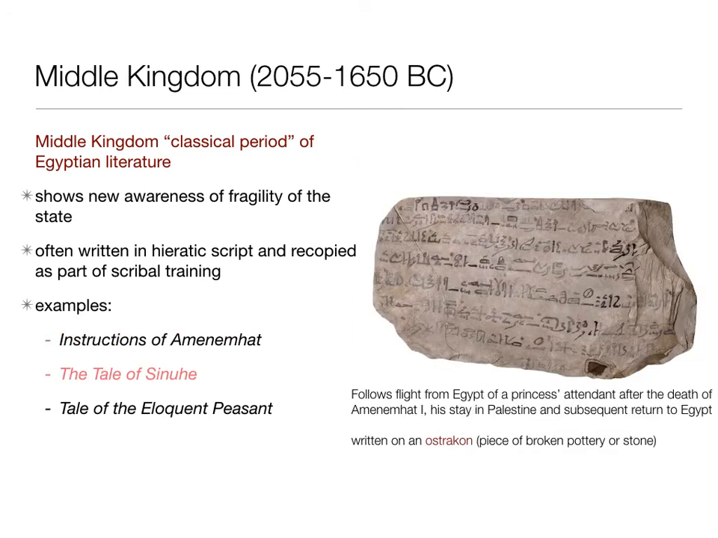So this is another pretty famous tale, the Tale of Sinuhe, an interesting story about somebody who flees Egypt after the death of Amenemhet I, spends most of his life in Palestine, and his kind of homecoming to Egypt and so forth. So as you can see, this is not written on a papyrus scroll. It's written on what looks like a sort of broken piece of slate or stone or even pottery.